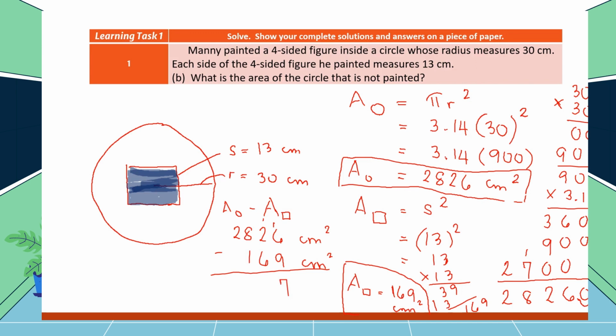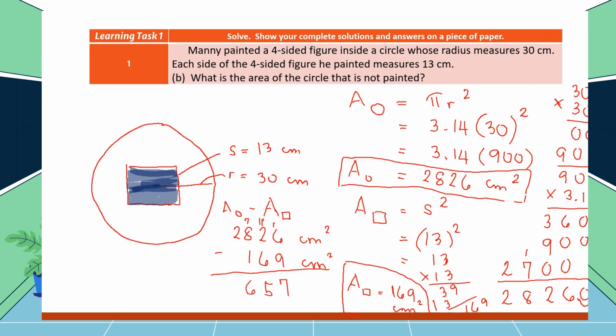Hiram ulit tayo ng 1, 100 sa 800s. So kung kanina nanghiram tayo ng 10 sa 2 tens, ngayon naman hiram tayo ng 100 sa 8 hundreds. So itong 1 sa taas magiging 11 tenths, okay? At itong 8 hundreds naman magiging 7 hundreds. Okay, now continue. 11 minus 6, the answer is 5. And then 7 minus 1, the answer is 6.